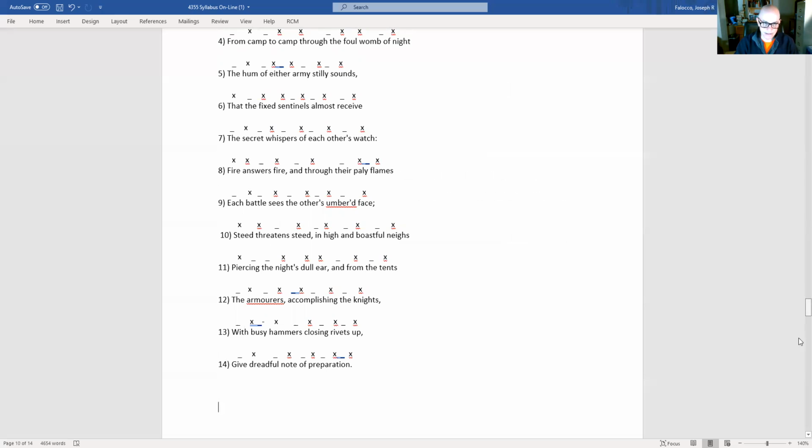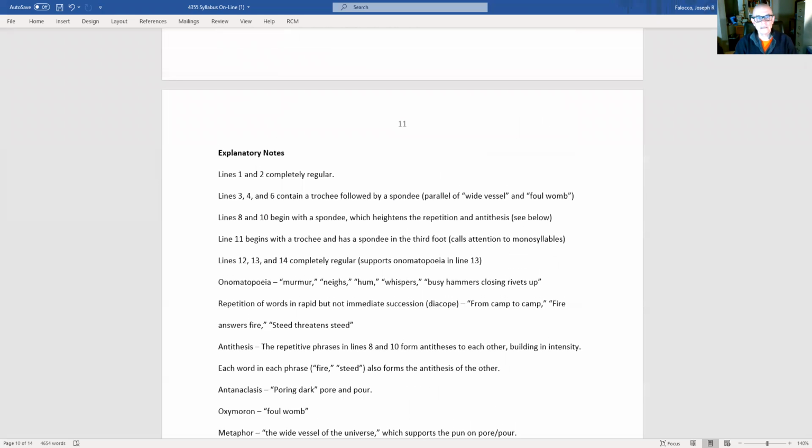So then, moving beyond scansion, there's a lot of onomatopoeia in this speech. We have the word "murmur." Everybody say the word murmur three times. Murmur, murmur, murmur. Sounds like what it is. "Nays." Now, I'm not saying you should act this speech like "steed threatens steed in high and boastful nays." They will come put you away. But you can get away with a little bit of vibrato. We have "hum," which sounds like what it means. "Whispers." And the onomatopoeic phrase, "busy hammers closing rivets up."